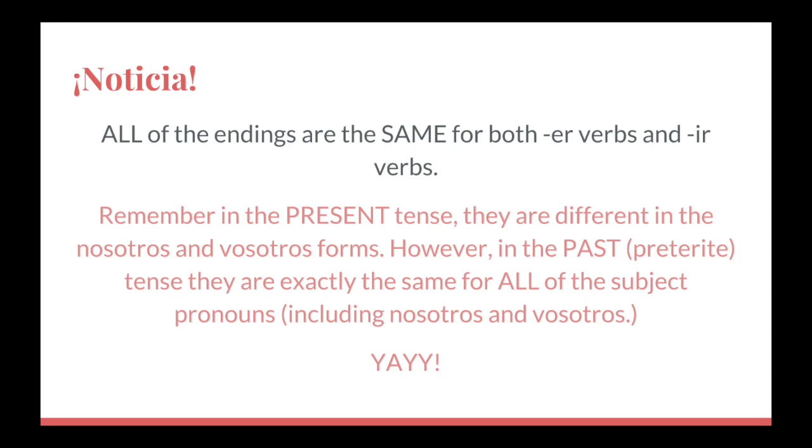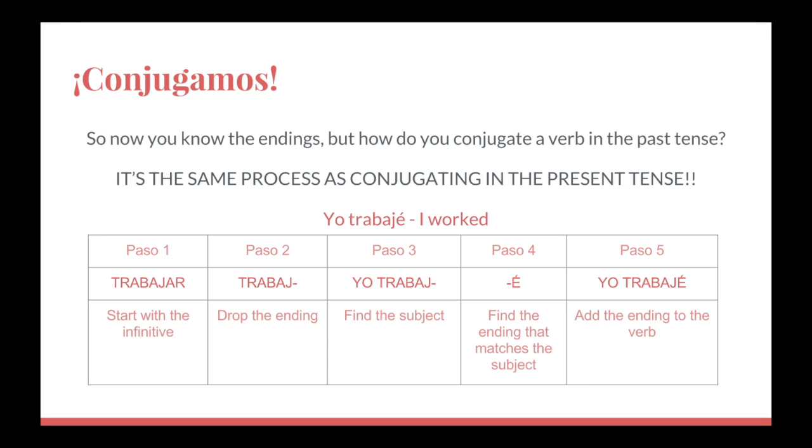Remember, in the present tense, they are different in the nosotros and vosotros forms. They change from imos to amos or is to áis, depending on if it's IR or ER. However, in the past, or the preterite tense, they are exactly the same for all of the subject pronouns, including nosotros and vosotros. Yay! Now that you know the endings, it's time to go through the conjugating process.